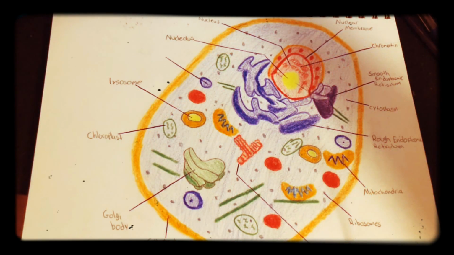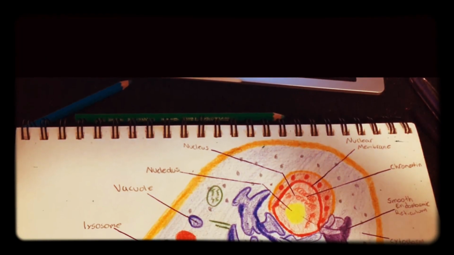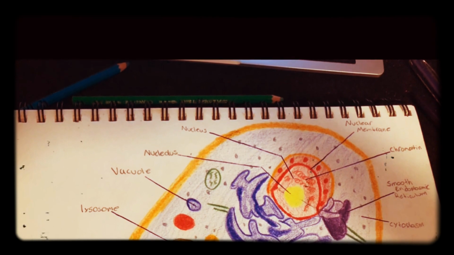Now we have chloroplast and the nuclear membrane. So the nuclear membrane separates chromosomes from the rest of the cell, and in the chloroplast photosynthesis occurs and converts light into chemical energy. The last organelle that I'm going to talk about is the vacuole.